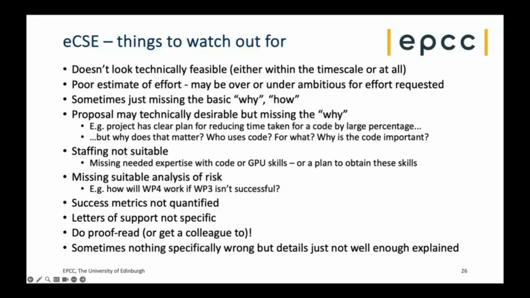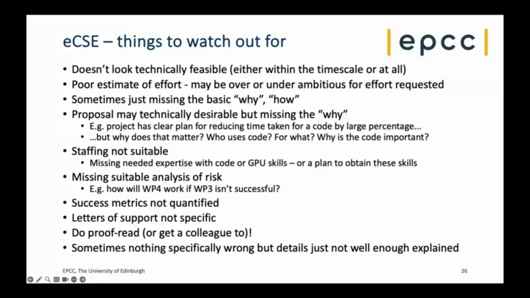So why would the reviewers not accept a proposal? Well, sometimes it's because the project doesn't look technically feasible. Perhaps it can't really be done within the time scale, or the reviewers just can't see how it could be done at all. Sometimes it's a poor estimate of effort. Sometimes proposals are over ambitious. You think you're going to get loads and loads done in what's actually a relatively short space of time. Or it may be under ambitious. You may ask for loads and loads of time, but actually there's not really that much to do.